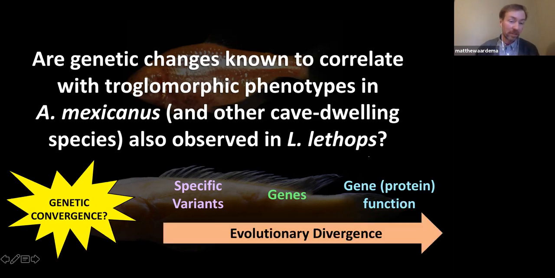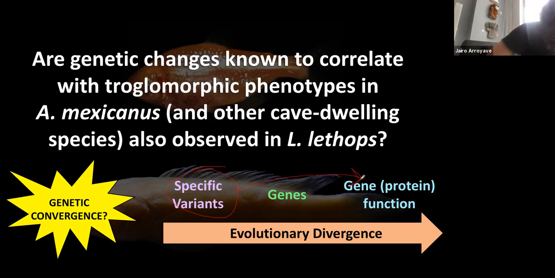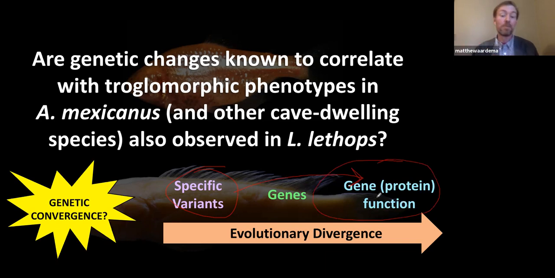And broadly speaking, from other studies and lots of information, we have this idea that as we increase in the amount of evolutionary divergence we observe, we're going to get away from specific variants and go more in this direction. The cichlid here, the Lamprologus lethops, and other cavefish, Astyanax most specifically, are several hundred million years diverged. So we might predict we're going to see things more towards this end of the spectrum.